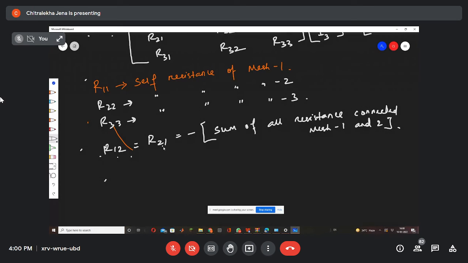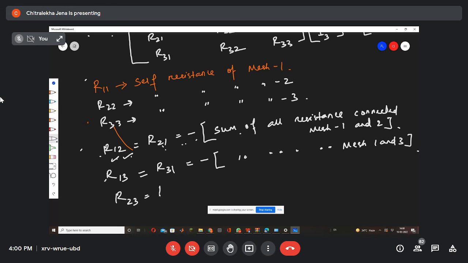So R12 is equal to R21. This is equal to minus the sum of all resistances connected to mesh 1 and 2, because you are taking R12 and R21. Similarly, R13 is equal to R31. This is equal to minus the sum of all resistances connected to mesh 1 and 3. Similarly, the last one, R23 is equal to R32. This is equal to minus the sum of all resistances connected to mesh 2 and 3.